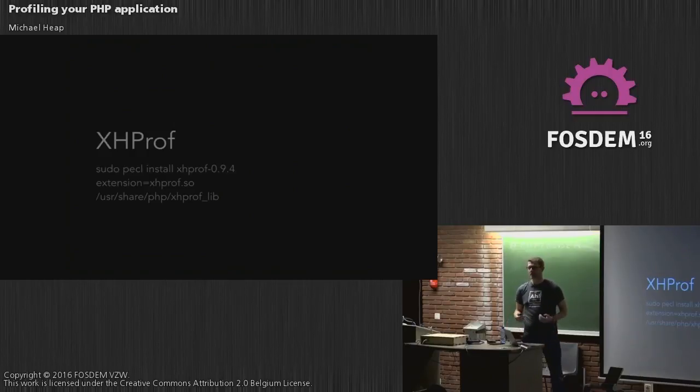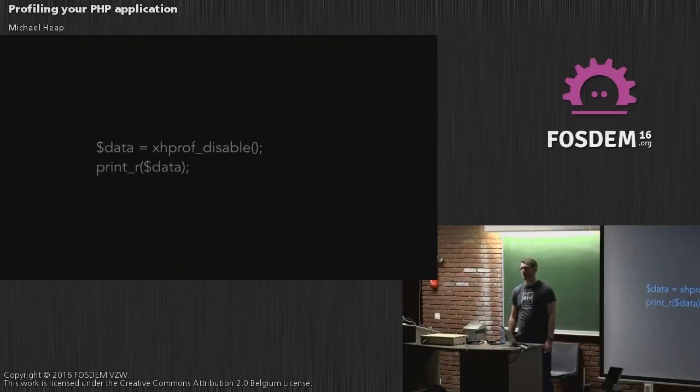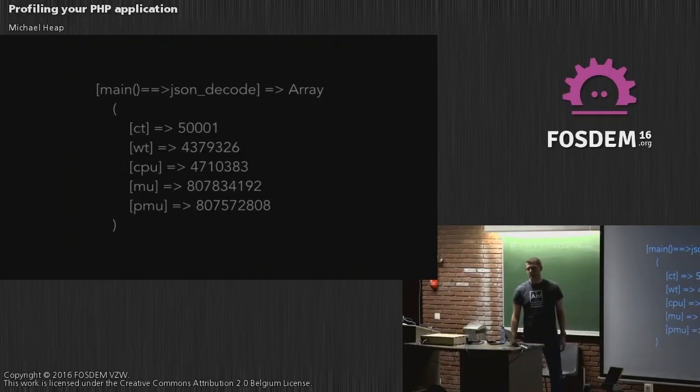Once you've got it installed, it's really simple to use. At the beginning of your script, you run xhprof_enable. And here I'm saying I want to profile CPU usage, and I want to profile memory usage. Then you run your code, it does its thing, and at the end, you run xhprof_disable. And that returns an array of all the data that it's collected so far. That array looks a little bit like this.